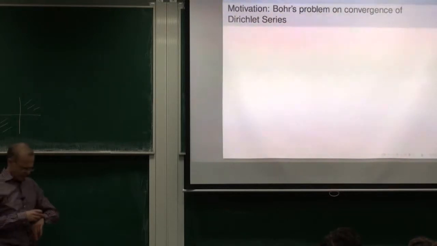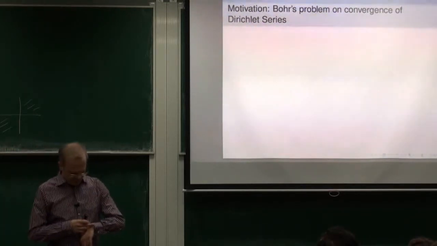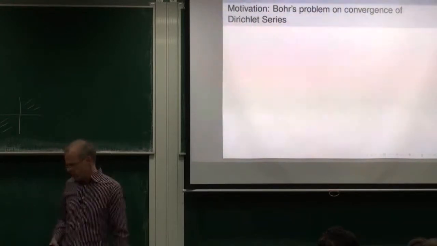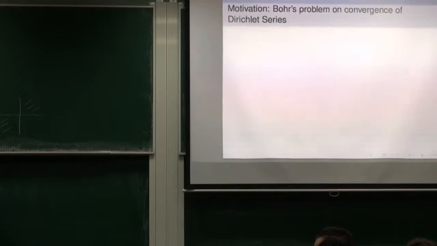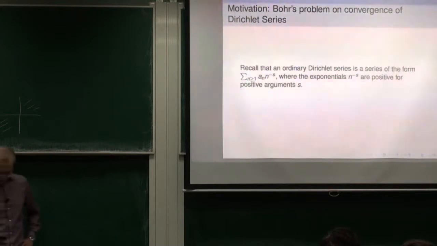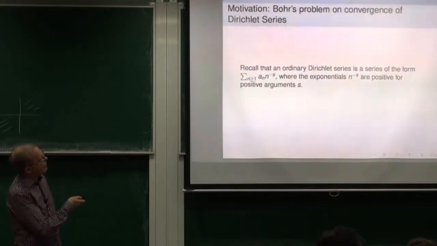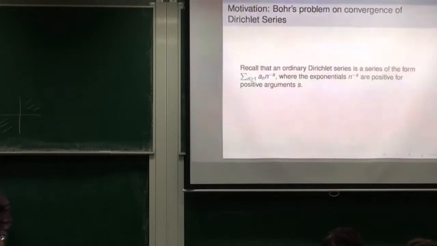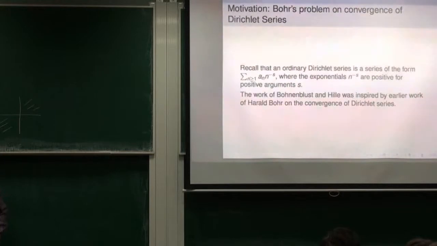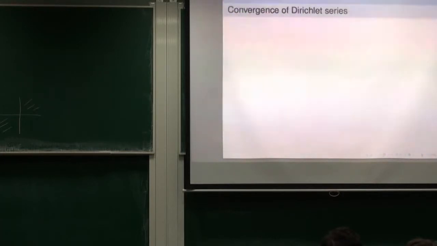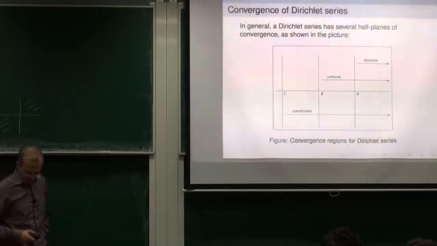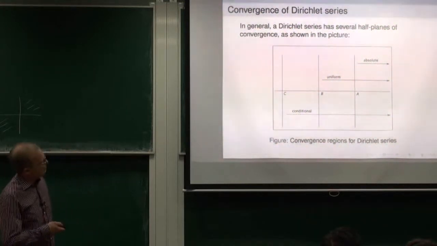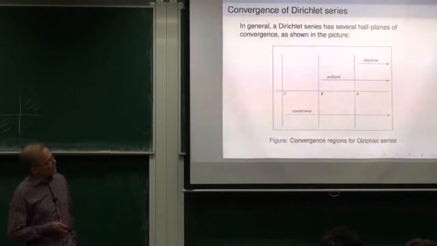Okay, so let me mention, before I continue to my fourth example, what led Bohnenblust and Hille to do this work. Their motivation was a problem that Harald Bohr had stated about Dirichlet series. So a Dirichlet series is a series of this form, a_n n to the minus s, and we sum over the positive integers. Harald Bohr was interested in the convergence of Dirichlet series, and the convergence of Dirichlet series is more complicated than convergence of power series.